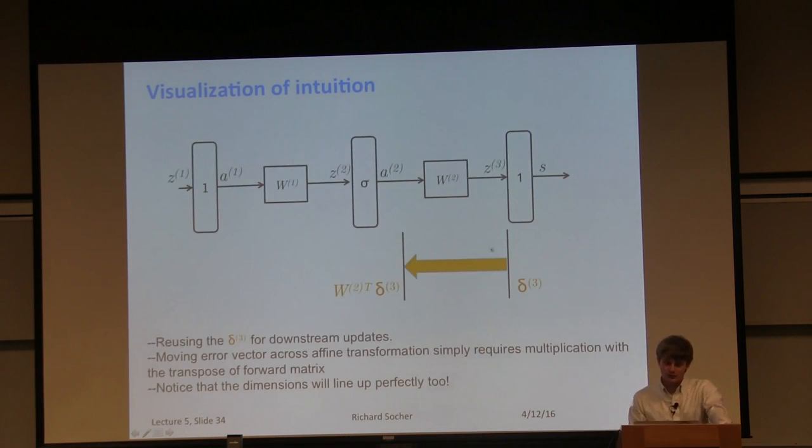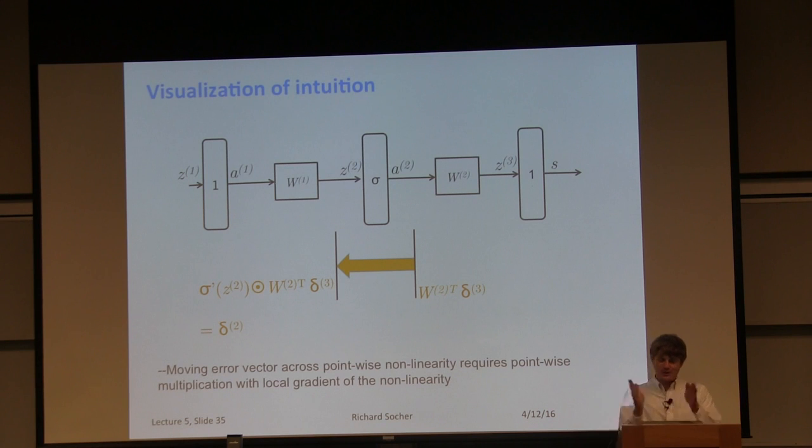Now, as we propagate the error back through this network, we're going to reuse this delta 3 and pass it through W2 by moving this error vector across this simple affine transformation, this linear layer, by just multiplying it with the transpose of that forward matrix W2. And notice how the dimensionalities here exactly line up, because this delta had to have the dimensionality of this layer, and so when you transpose W2, you get exactly that dimensionality.